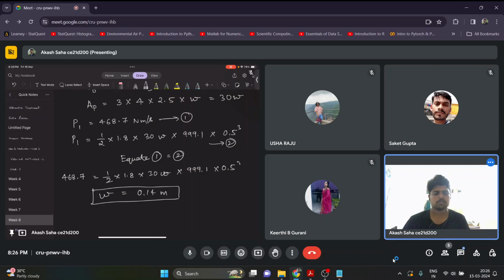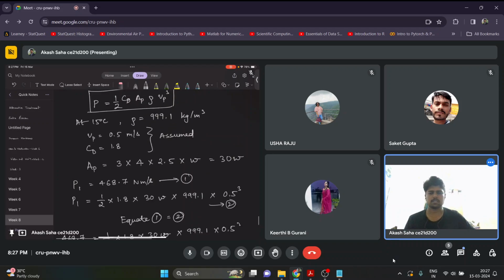So first, we got the monthly alum requirement. Then we moved into the dimensions of my flocculator. Then we divided it into three regions. We found out the power requirements for each of the regions, and then by considering the first compartment and the power required, we found out the width of my paddle board. So in that way, the total design is done.